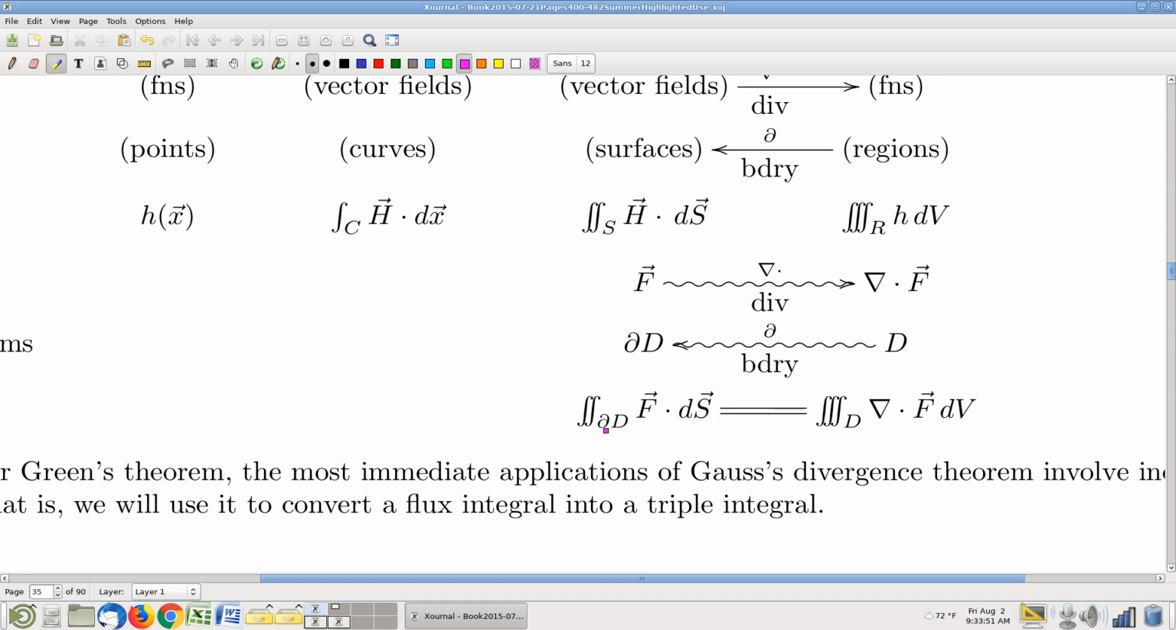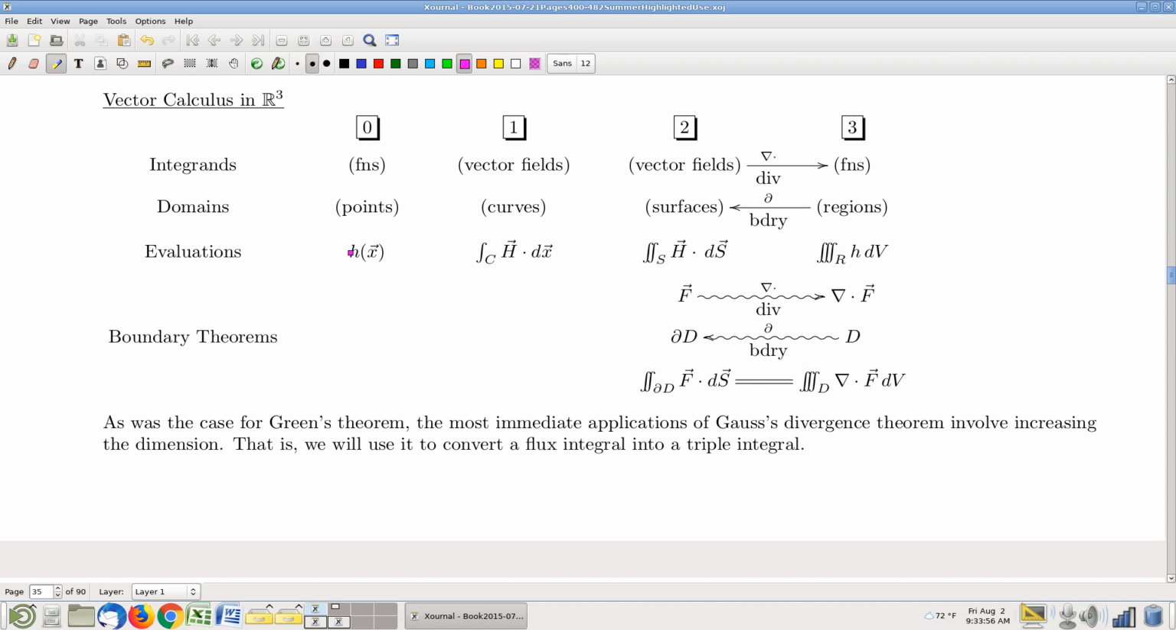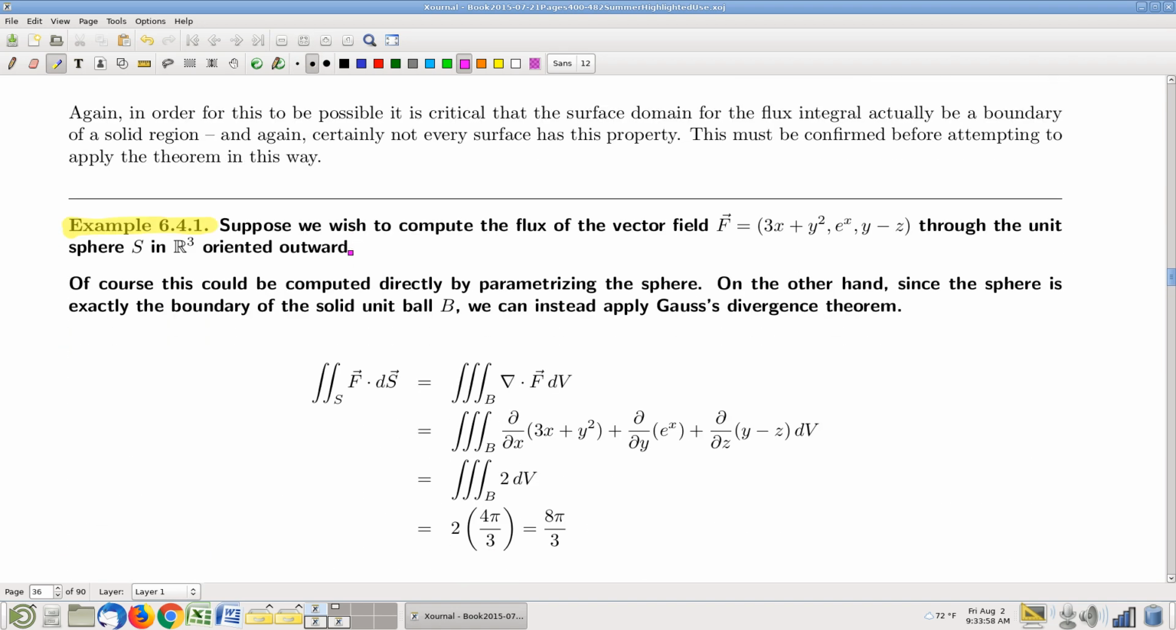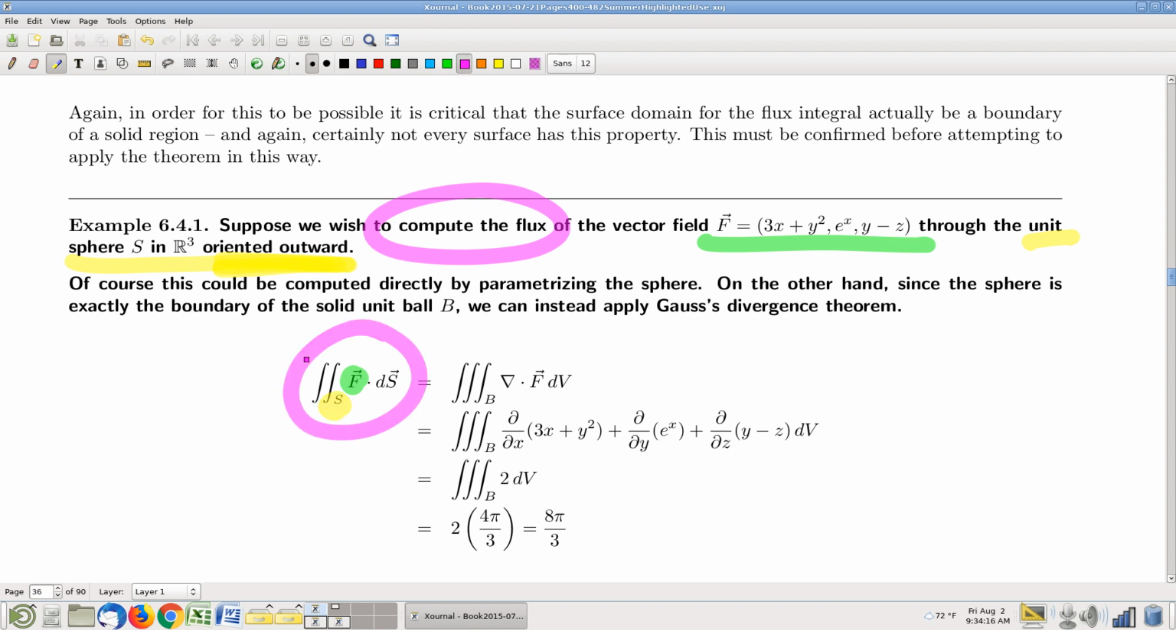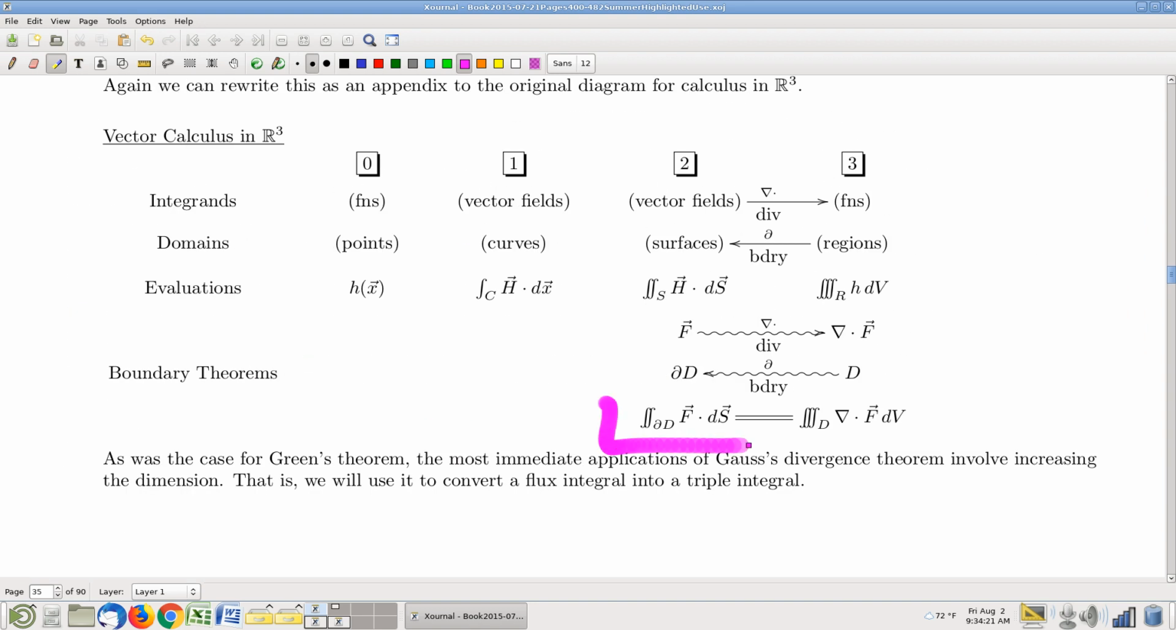Okay, a bunch of physics stuff. But first, just a good old, plain old computational example. Here it is. Let's suppose I want to compute a flux, and I am given a vector field, and I am given a surface. Note the orientation. I want to compute this flux right here. How do we compute flux? Well, we've got ourselves a new theorem that says how to compute flux. You can compute flux with triple integrals.